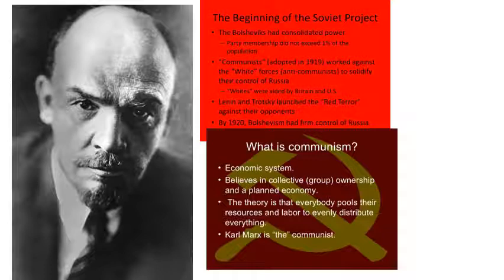So World War I led to the end of the Russian Tsar and the rise of Bolshevism, which led to the first communist state, the USSR, the Union of Soviet Socialist Republics. What is communism? It's an economic system that believes in collective ownership in a planned, centralized economy. The theory is that everybody pools their resources and labor to evenly distribute everything. Karl Marx is the father of communism. And this is Vladimir Lenin in the picture, the first leader of the USSR and leader of the Bolshevik Revolution.